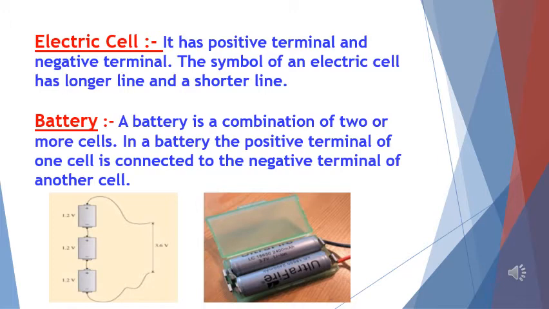If we look at an electric cell, then it has two terminals, positive and negative terminal. The positive terminal is represented by the longer line and the negative terminal is represented by a shorter line. If we join two or more cells together, then we have batteries. In a battery, the positive terminal of one cell is connected to the negative terminal of another cell. It is very important that we connect this correctly because if we don't, then the circuit does not work.